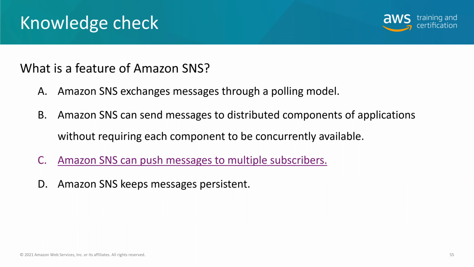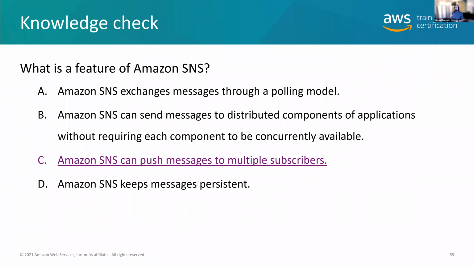And SNS does not keep messages the way SQS can keep them for, I think I've heard 14 days, something like that, right? Yeah, that's the maximum. And SNS does not keep it at all. It just passes it on to the subscribers. It's going to push it out to the subscribers.